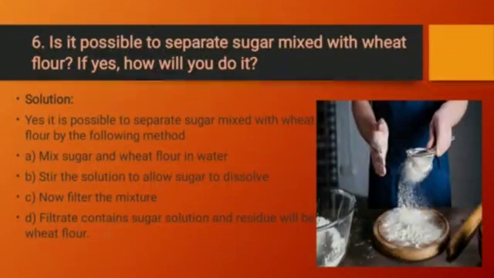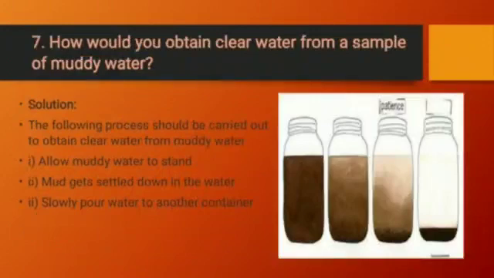So yes, it is possible to separate sugar mixed with wheat flour by the following method. First, mix sugar and wheat flour in water, then stir the solution to allow sugar to dissolve. Now filter the mixture. Filtrate contains sugar solution and residue will be wheat flour. This way also you can separate.